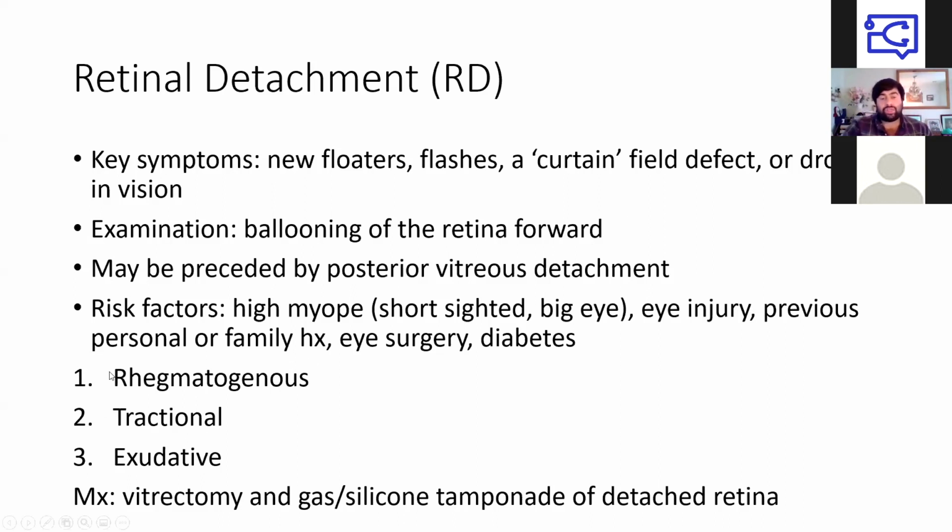There are essentially three types, which are these: rhegmatogenous, tractional, and exudative. And these just refer to the different mechanisms by which the retina detaches. Generally, the management is going to be focused on vitrectomy, which is removing the jelly from the eye, and a gas or silicone tamponade of the detached retina. So you put silicone or gas at the back of the eye, which will usually be done by a vitreoretinal surgeon, and that will tamponade the retina to the back of the eye.